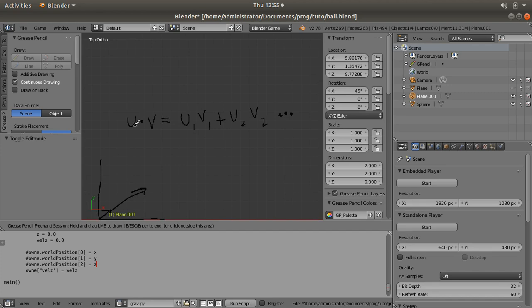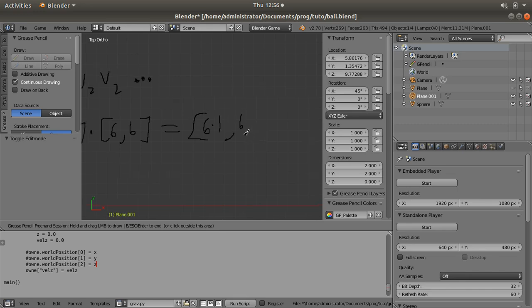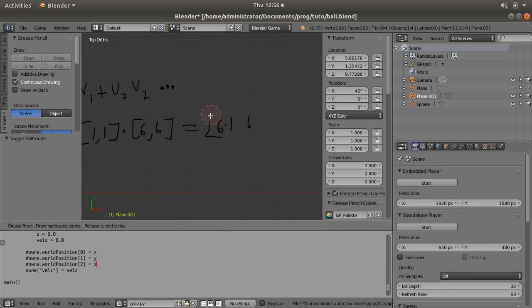The vectors have to have the same dimensions to dot them. So if I wanted to dot 1, 1 and 6, 6, then I get 6 times 1, or I'm sorry, this is not a vector, I shouldn't have drawn brackets. This is 6 times 1 plus 6 times 1 equals 12.